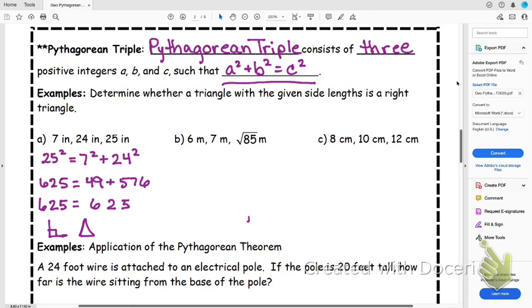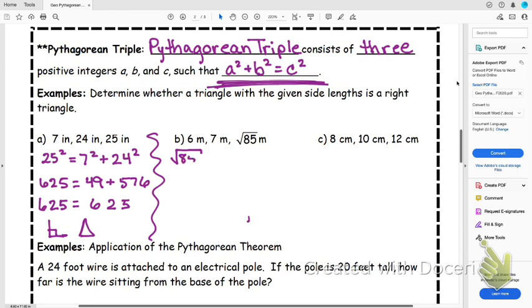Okay, so is it a right triangle? Yes, because A squared plus B squared equaled C squared. Okay, so now we got to think about this. I got 6, 7, and the square root of 85. Well, what's the perfect square closest to 85? 81, and that's what? 9. So is 85 bigger than 7? Yes. Okay, so the square root of 85 is my hypotenuse, right?